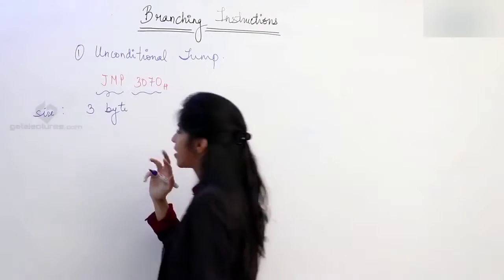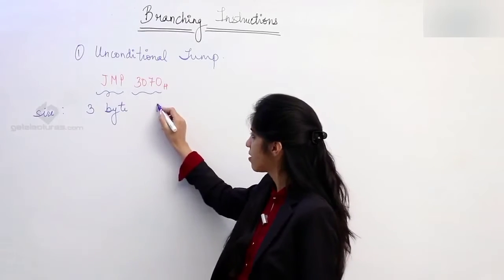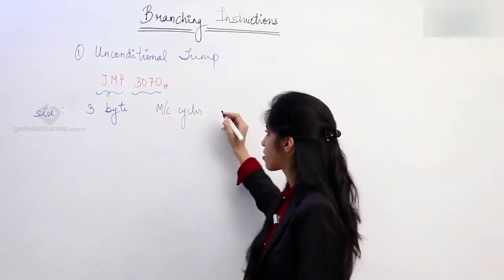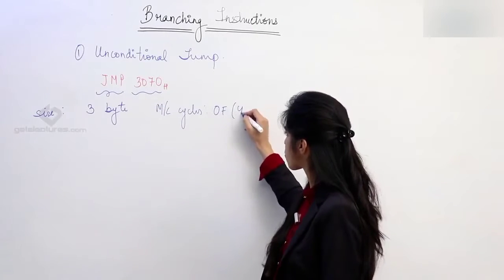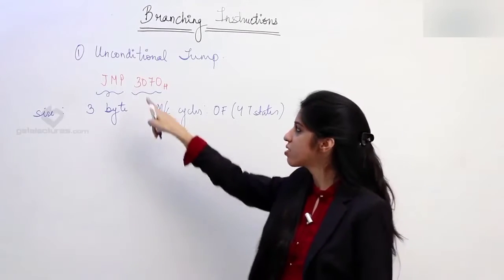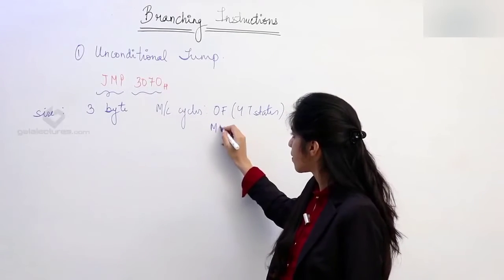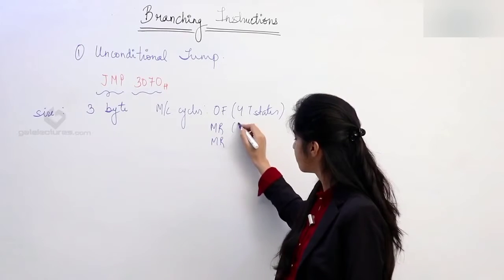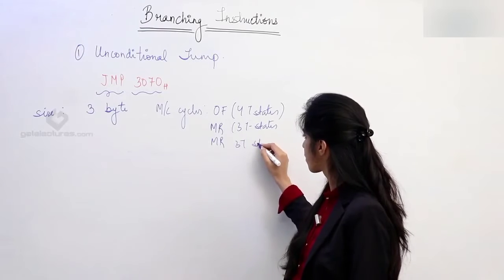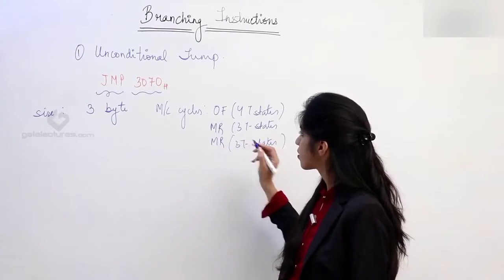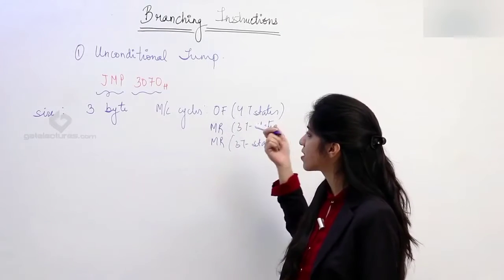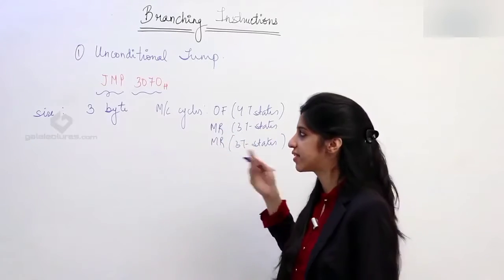Then it has 3 machine cycles. First machine cycle is opcode fetch of 4 T states. Then we have 2 memory read cycles for reading the address. So the total length of this instruction is going to be 10 T states. Opcode fetch takes 4 T states, and each memory read takes 3 T states.